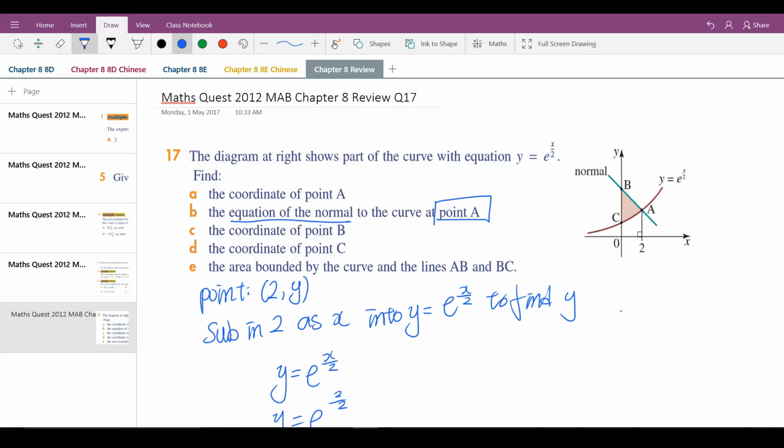So we're literally looking for this area now. It's just the area between two curves, right? Between the equation of the normal and y equals e to the power of x over 2. The normal is the top one, and e to the power of x over 2 is the bottom one.